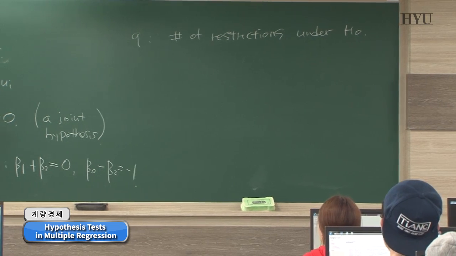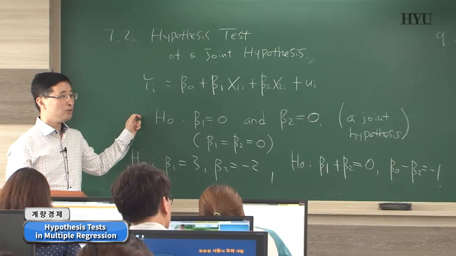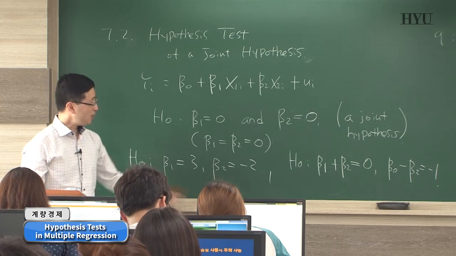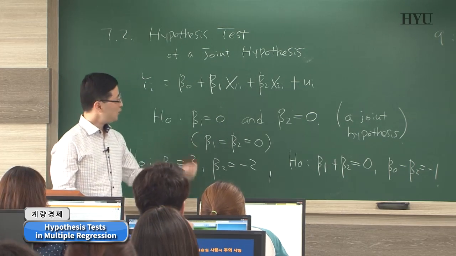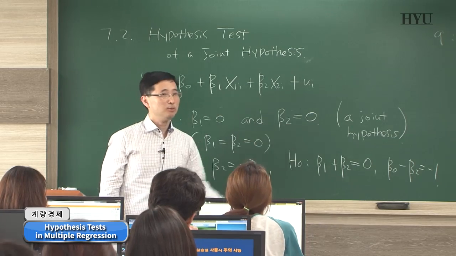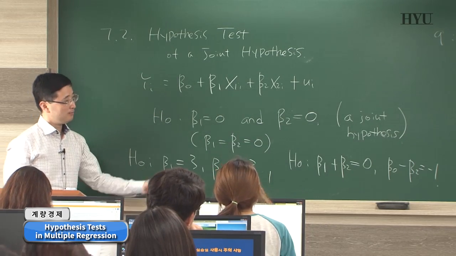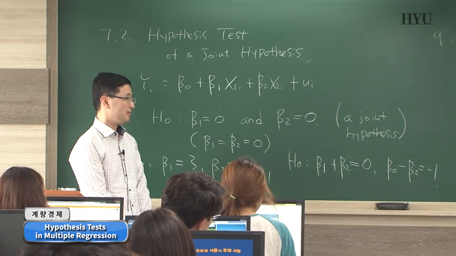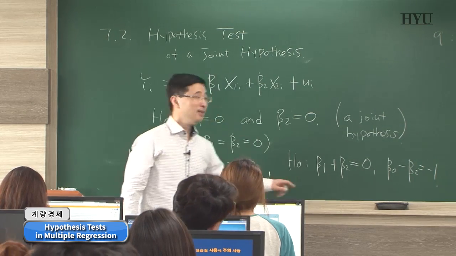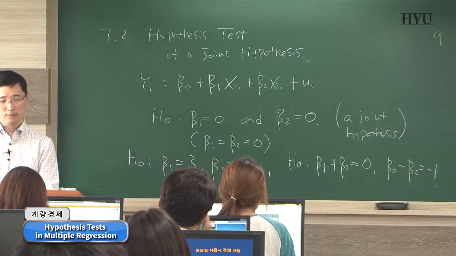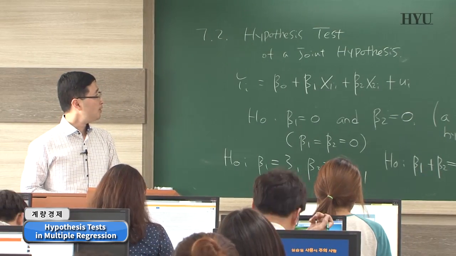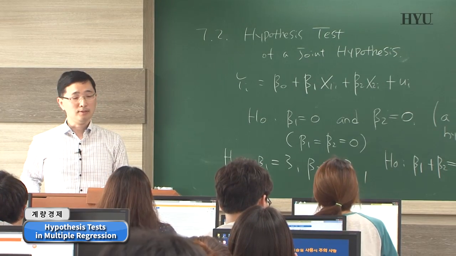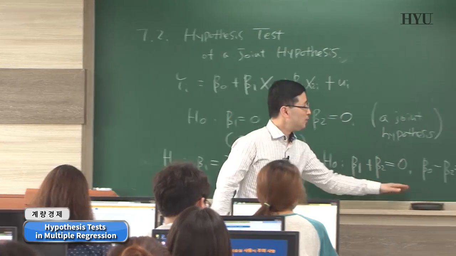Now we have 2 restrictions. So Q is equal to 2. We have restrictions 1 and 2. And by the way, they're connected by this AND, okay? So this has to be true, and this has to be true. So Q is equal to 2. How many restrictions do we have? We have 2 restrictions, okay? So they are all examples of a joint hypothesis. Chapter 7.2 discusses how to do a joint hypothesis test. So let's just focus on this example.